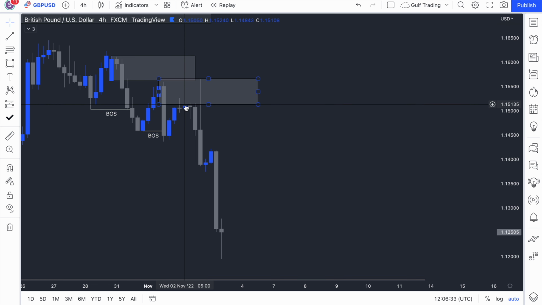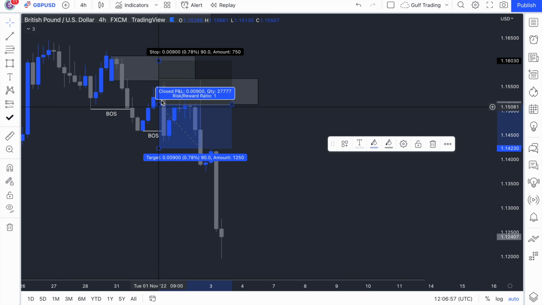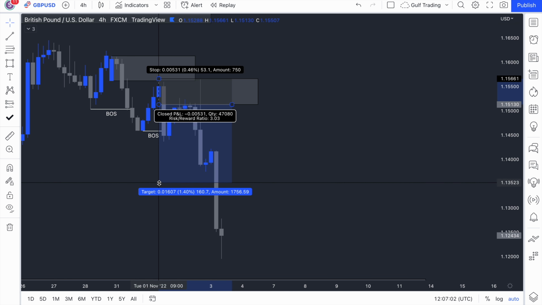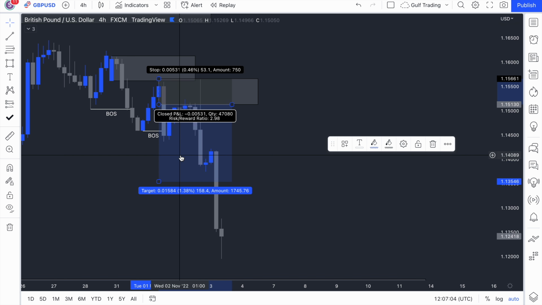Price tapped into it, sold off a bit, and then we had FOMC. Price almost touched our stop loss, but because the institutions don't want it to go above this point, because that's where they sold, it doesn't go above there, and then they tricked buyers into buying, and then it sold off. And I followed my risk, which was going for a 1 to 3, which closed out nicely.